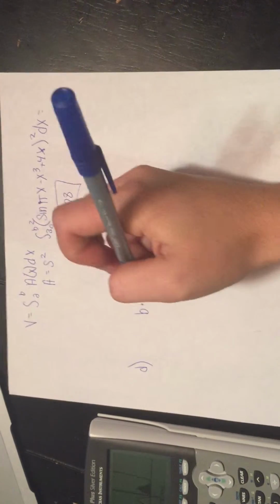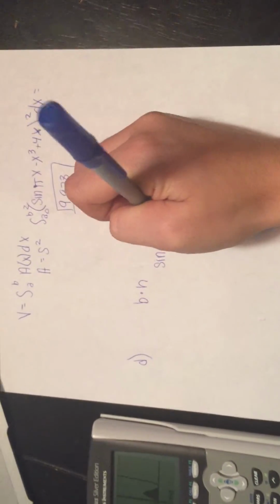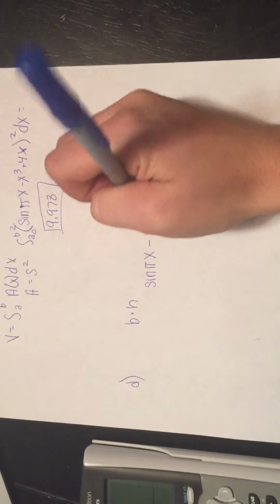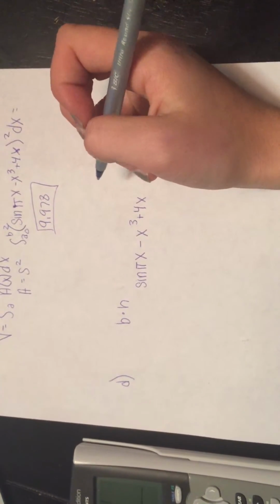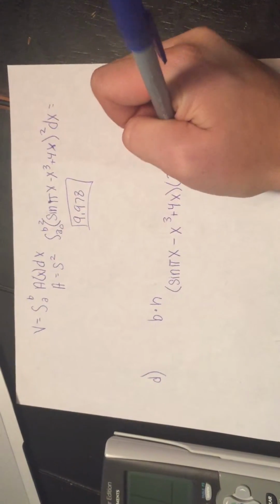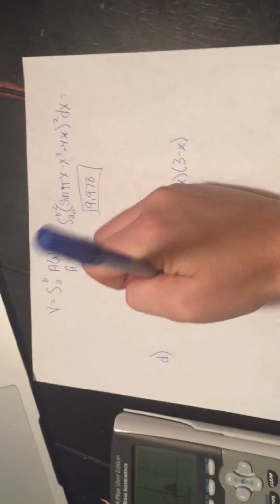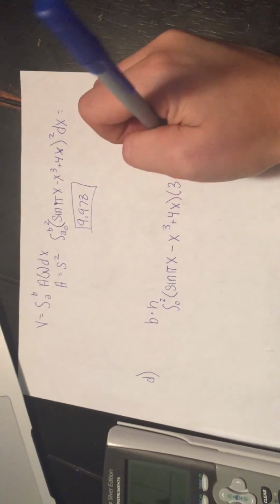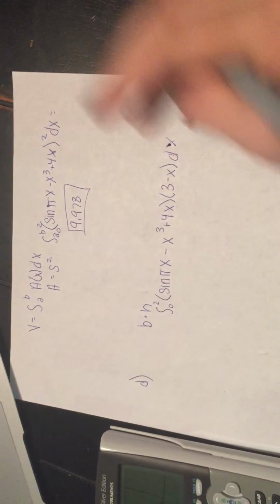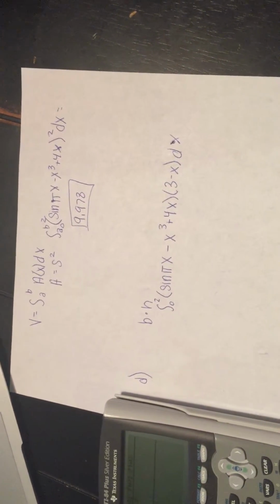And the base is the same as in part A, which is sine pi x minus x cubed plus 4x. And then the height is going to be the formula they just gave us, 3 minus x. In this one, we're going to find the integral from 0 to 2, the same as in part A, all with respect to x.